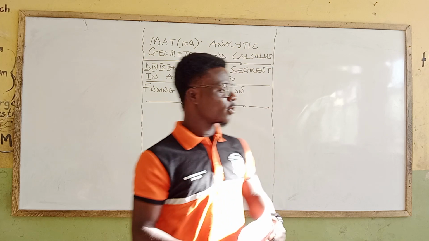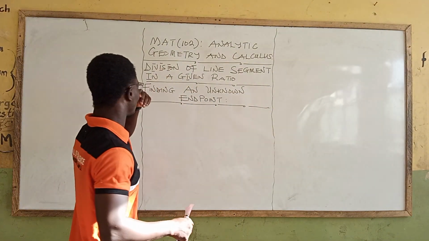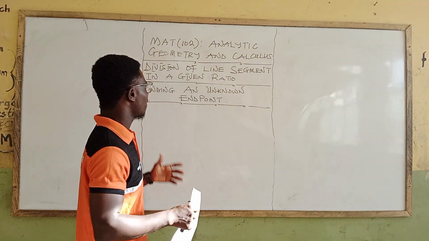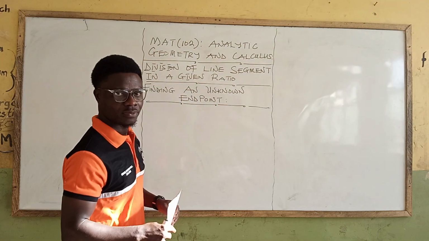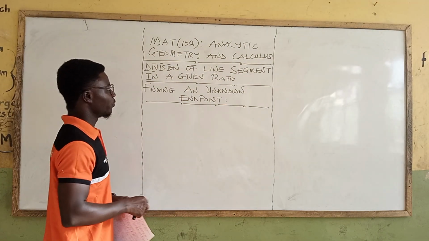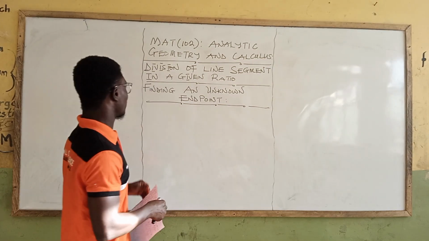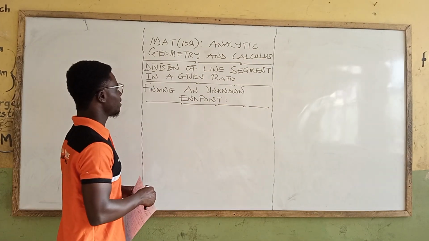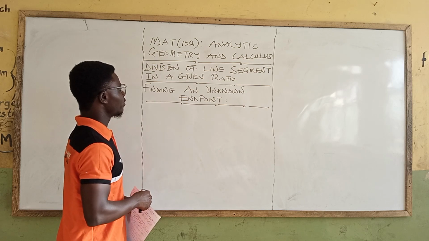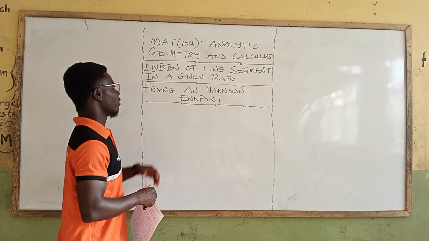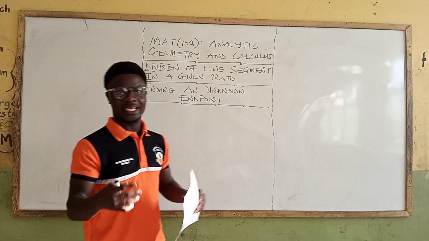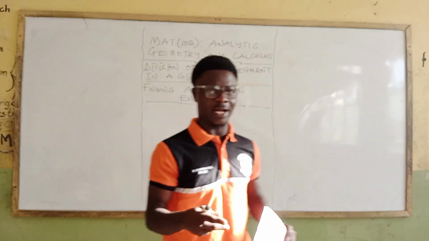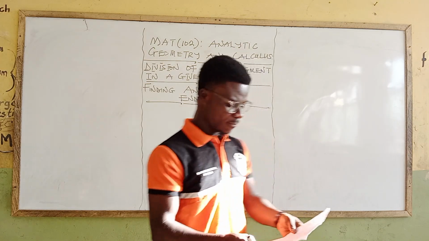Welcome back to Math 102, Analytic Geometry and Calculus. We are continuing with Lesson 18, which is division of line segments in a given ratio. This time around, we are proceeding to finding an unknown endpoint, how to find the unknown endpoint.